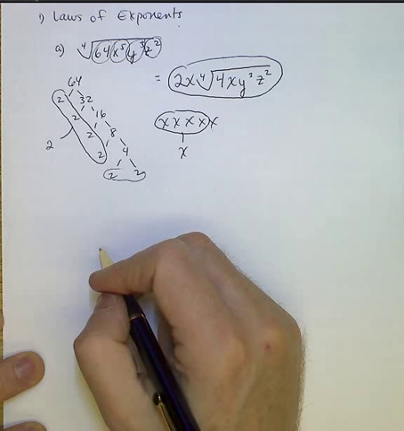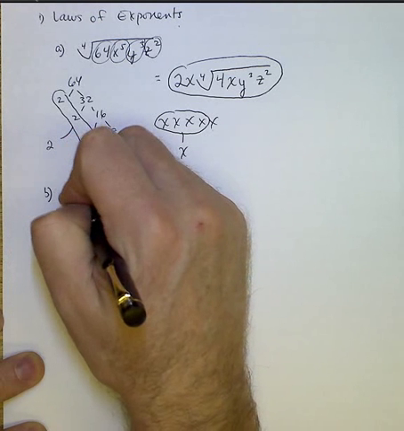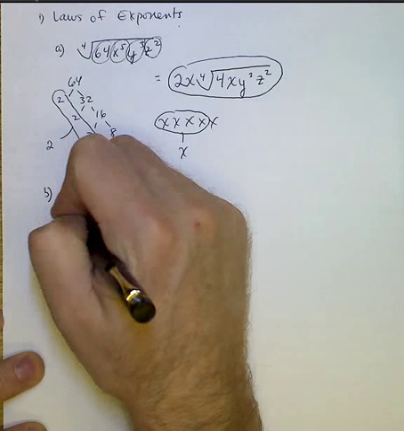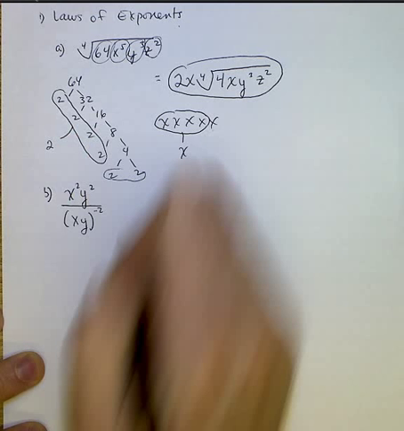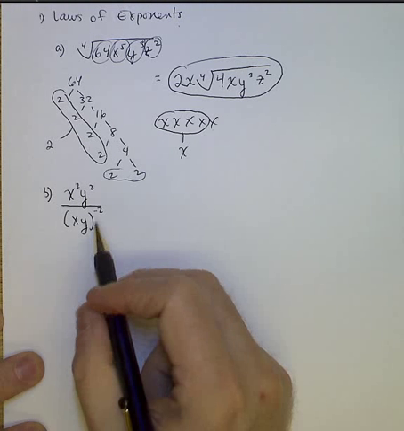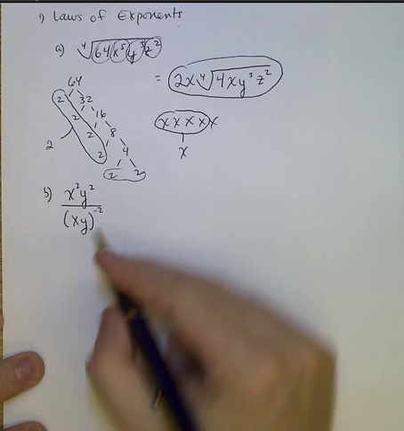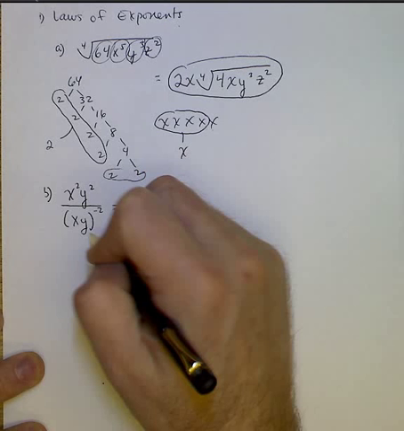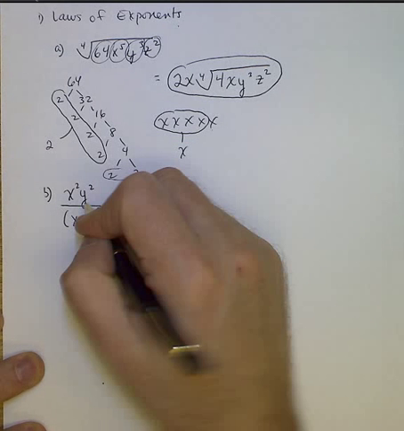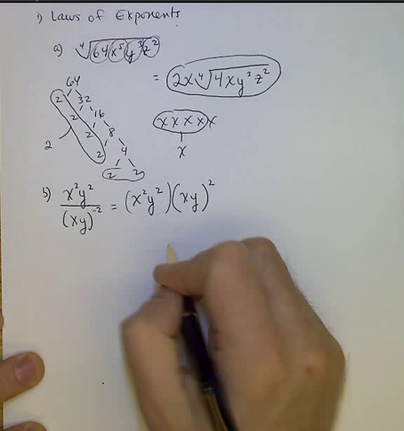Okay, another example related to laws of exponents. If I gave you x squared y squared over x y to the negative 2. When you see a negative exponent in the denominator, the first thing I would recommend you do is turn that into a positive exponent. How do you do that? Well, it's in the denominator, so I'll bring it up as a positive 2 in the numerator.